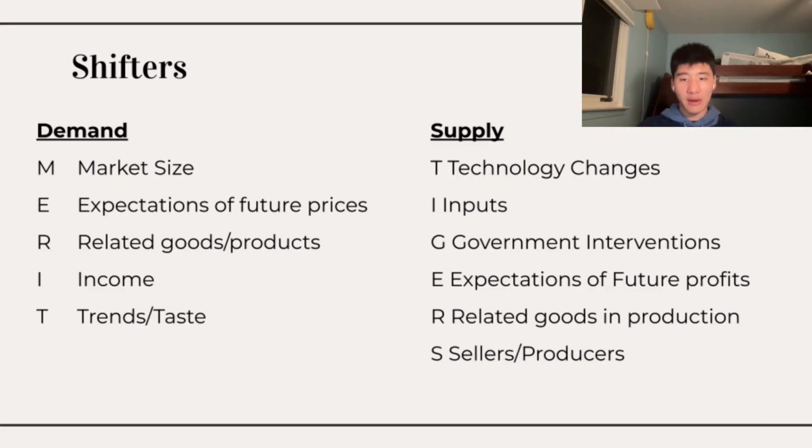For supply, we use the acronym TIGERS, with T being technological changes, I being inputs, G being government interventions, E being expectations of future profits, R being related goods in production, and S being sellers/producers.